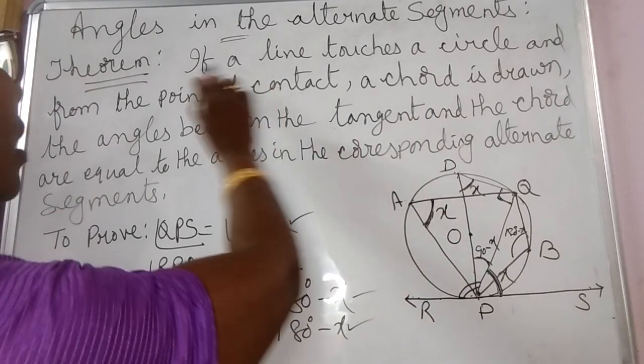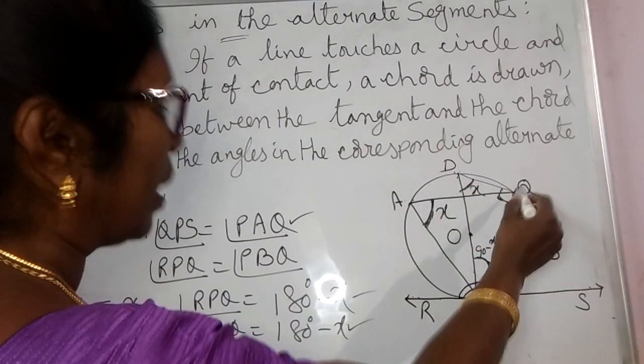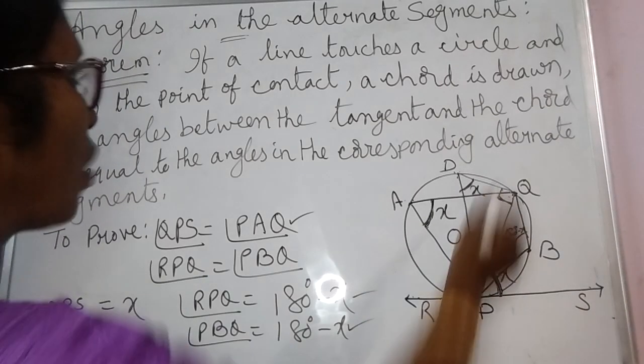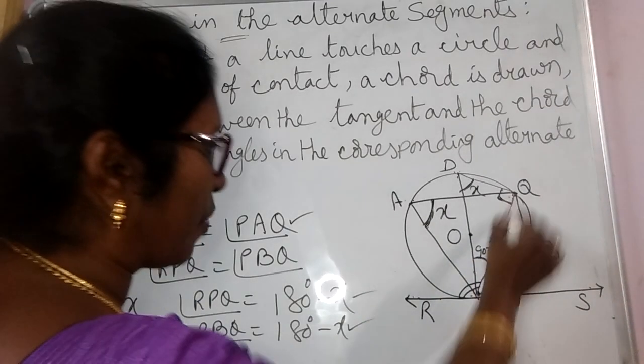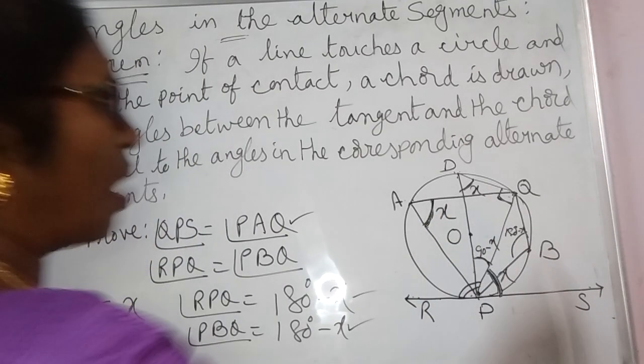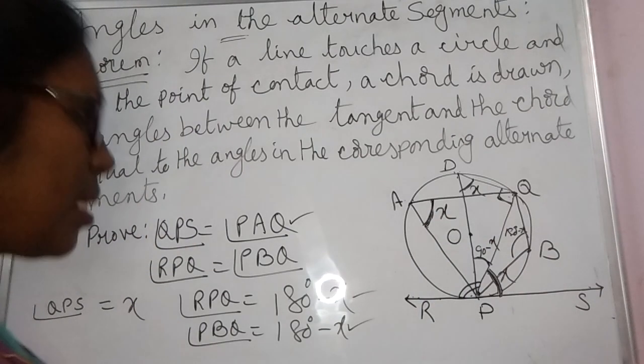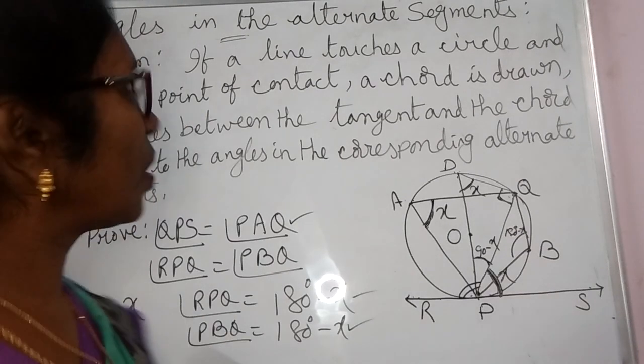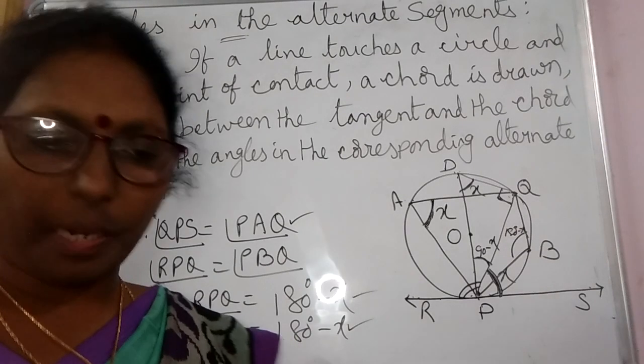The theorem: if a line touches a circle and a chord is drawn from the point of contact, then the angles between the tangent and the chord are equal to the angles in the corresponding alternate segments. Okay. One more theorem let us have now.